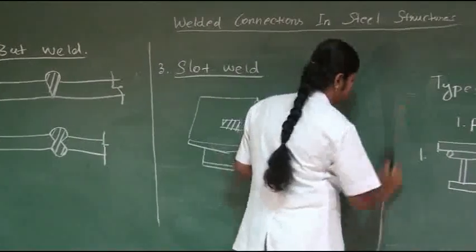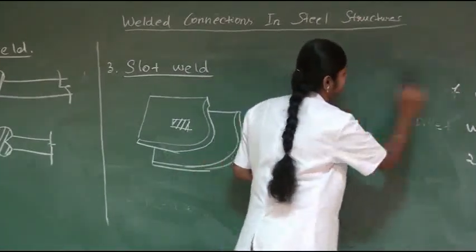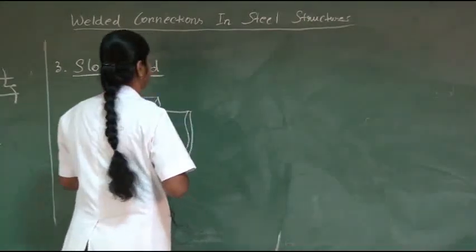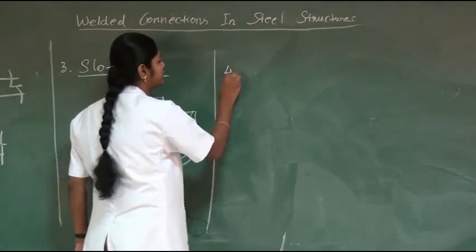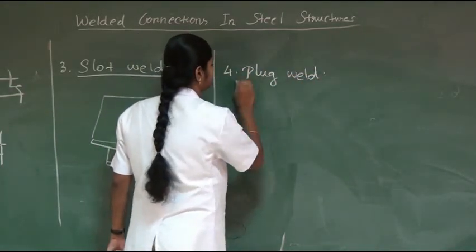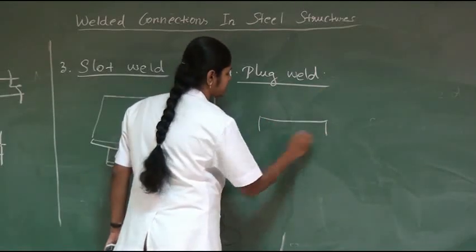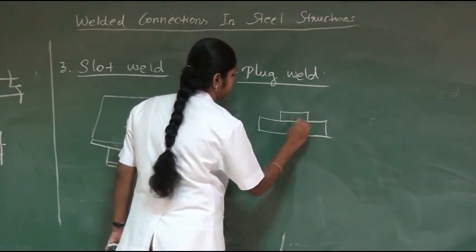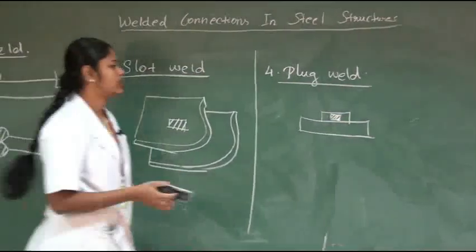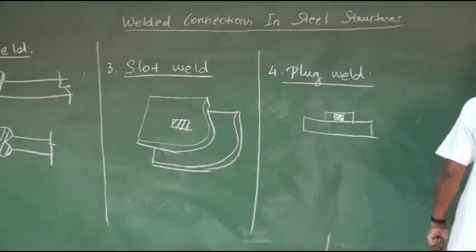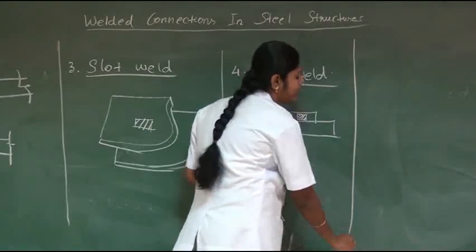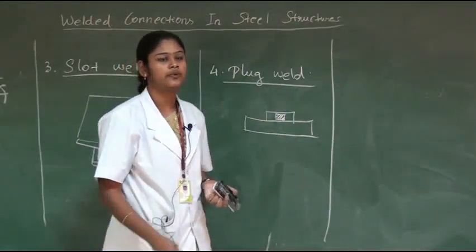Then the plug weld. The next one is plug weld. The example for the plug weld is like this. Then we are going to see the advantages and disadvantages of welding.